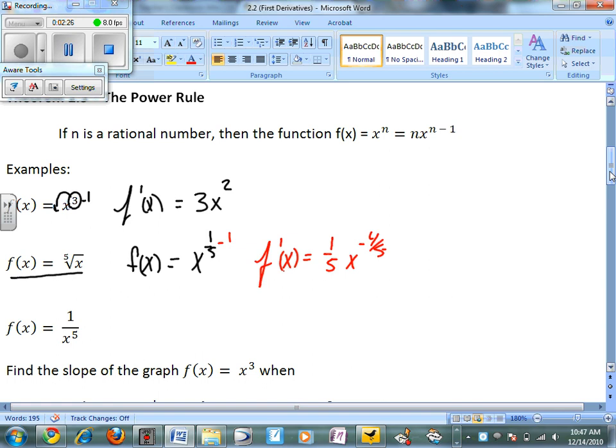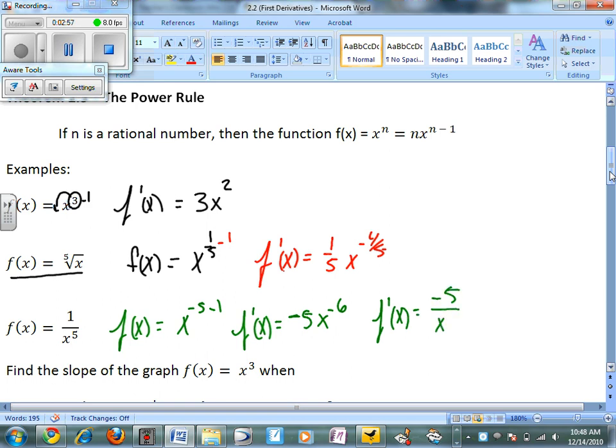Good. And in the last one, this function can be rewritten as x to the negative 5th. When you put a negative power, it just moves it to the denominator. So for our derivative, you bring down our exponent, negative 5 x, and then we just subtract 1. Negative 5 minus 1 is negative 6. We could rewrite that as negative 5 all over x to the 6 as well. So those are the simple power rule derivatives.